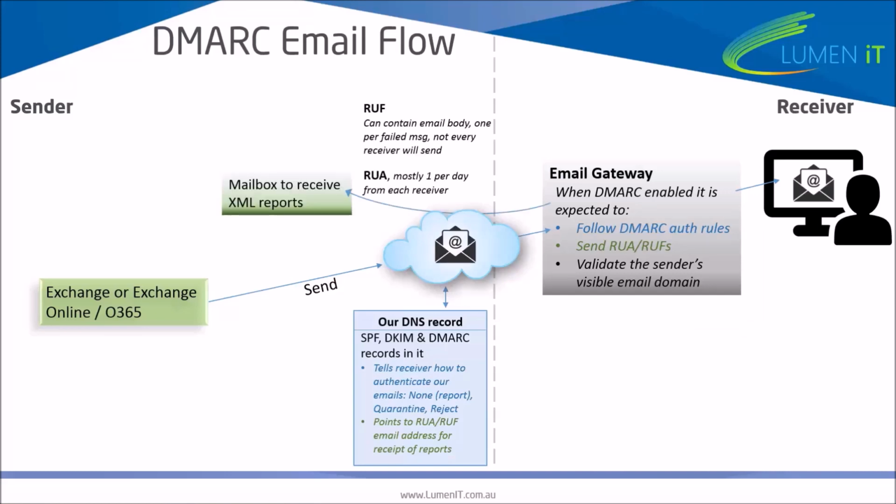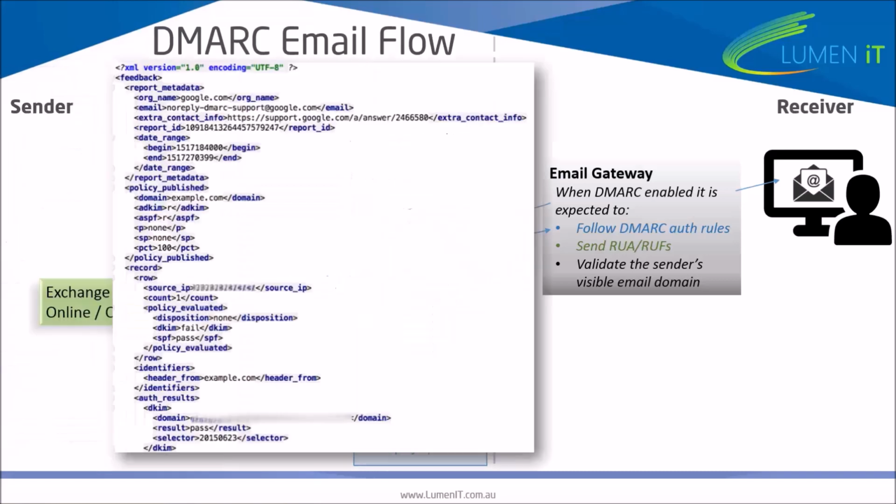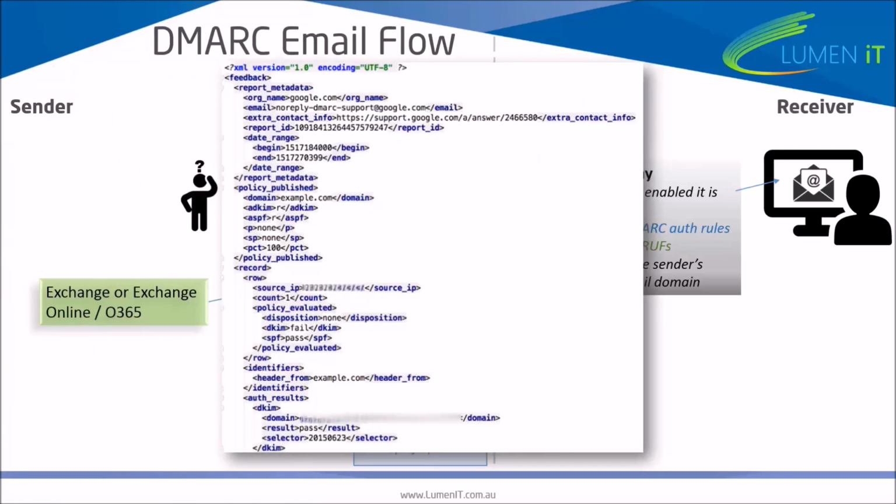The aggregate reports allow us to know who has received emails under our sending domain, aggregated to one a day. The forensic reports are quite detailed. Whilst they don't contain any personally identifiable information, they do include email header data and all URLs from the email body for every email that fails authentication. We find that not every receiver will actually send RUF reports back to the sender due to the volume of email traffic. One problem with the reports is that they are in a complex XML format that isn't so easy to digest.